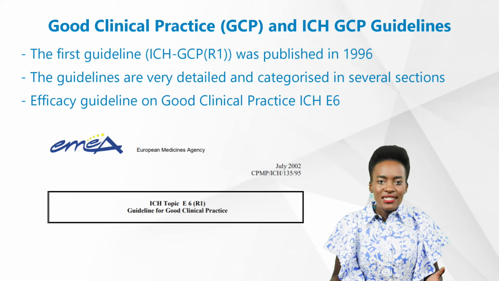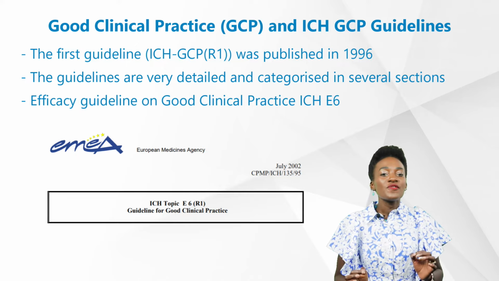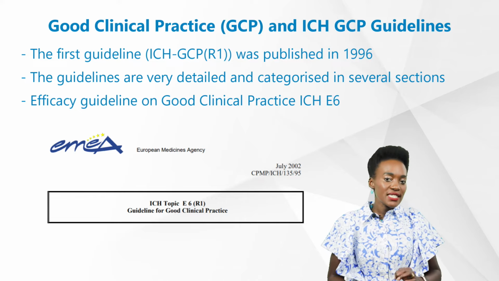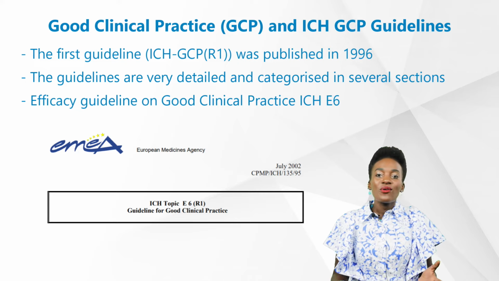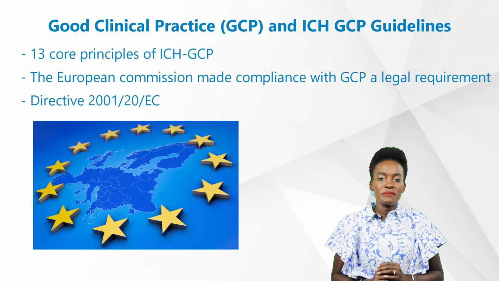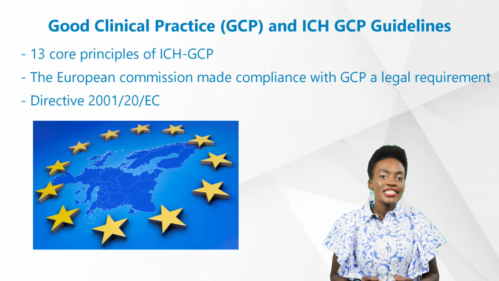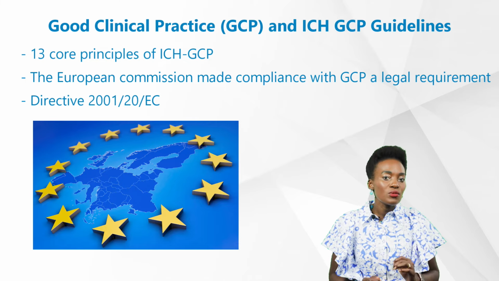The guidelines are very detailed and categorized in several sections, fitting every role and parties involved. You'll also have heard of ICH-E6, which is the Efficacy Guideline on Good Clinical Practice. ICH-E6 has also been revised in 2014 and then the second time in 2016. We now anticipate Revision 3, which will be a game changer in terms of innovative processes, more efficient approaches, and we're all excited about it. There are 13 core principles of ICH-GCP, and these principles apply to all clinical investigations that affect safety and well-being of the human participants, especially in clinical trials of investigational medicinal products.